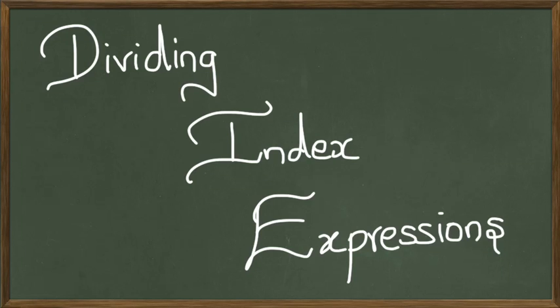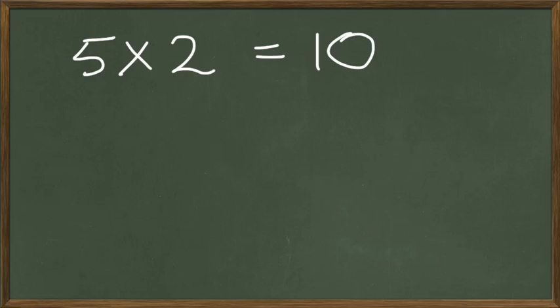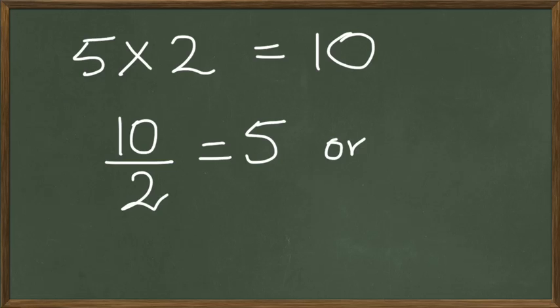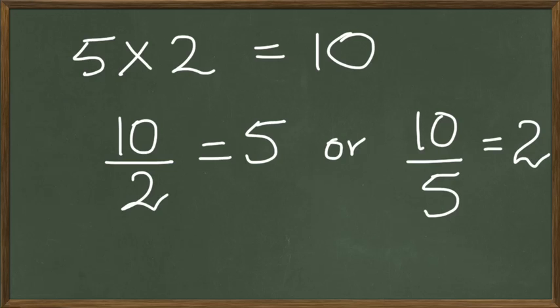Okay, in this session we're going to be covering dividing index expressions. Now just before we start, we're going to look back at a few facts about dividing. If we have 5 times 2 equals 10, we know that we can rewrite this as 10 divided by 2 equals 5, or 10 divided by 5 equals 2.